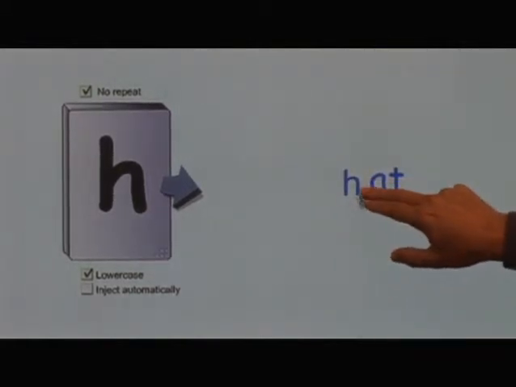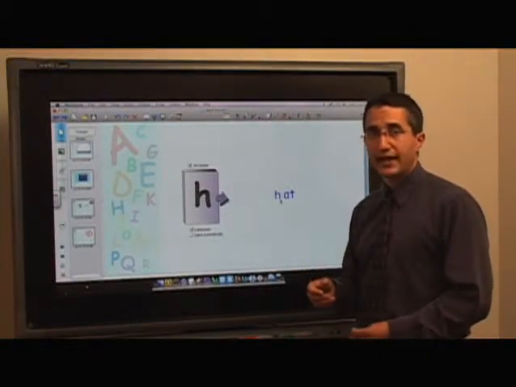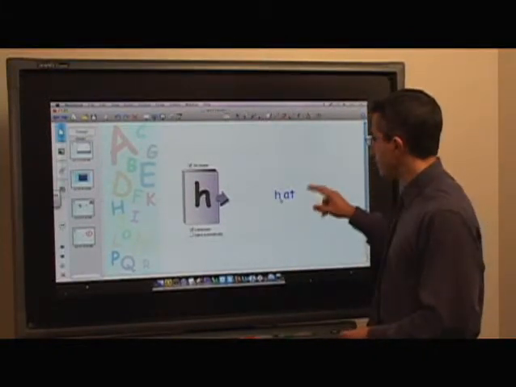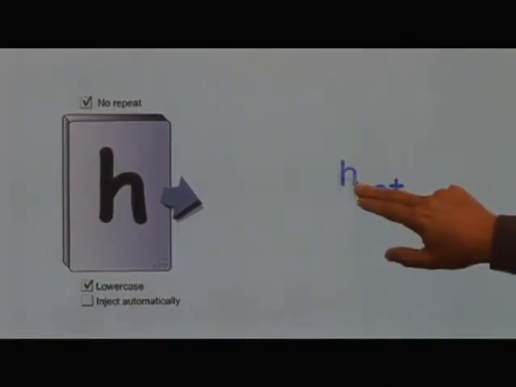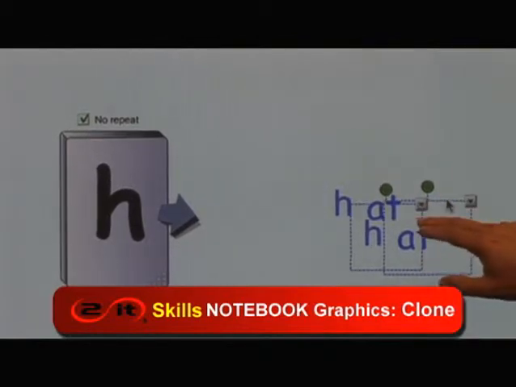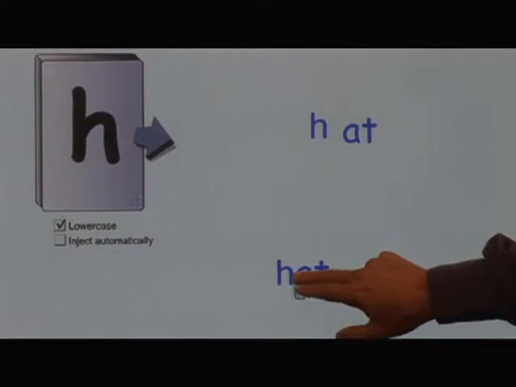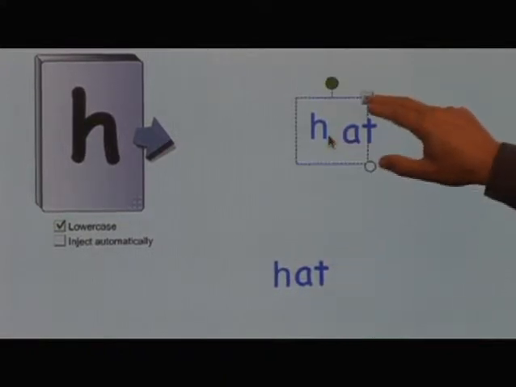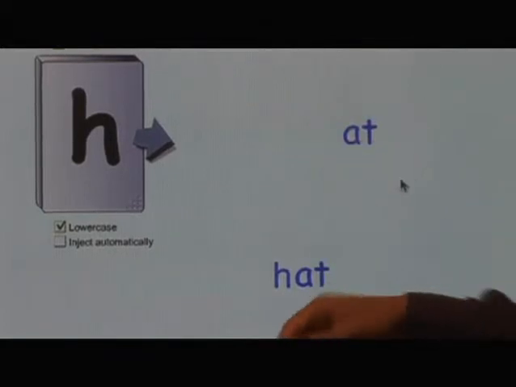And I'll bring over the H in front of "at", which brings up the word hat. If that's a correct word, I can highlight both of these letters and I can clone them, and I now have a correct word of hat down on the bottom, and I can get rid of the H and I can delete that one, and I'm ready for my next one.